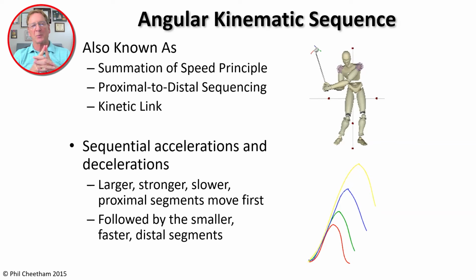And that's why it's also called proximal to distal sequencing. Proximal being the nearest part of the body or the inside part of the body, and distal being the further away parts of the body. So the core section is the proximal, and the distal would be the hands and the club. It's also been called the kinetic link, but technically it's really a kinematic sequence, not a kinetic sequence. In fact, Sasho talks about the kinetic sequence, and that's a sequence of forces. The kinematic sequence is a sequence of motions. But in the past, it's been called the kinetic link, and you may see it in the literature that way.